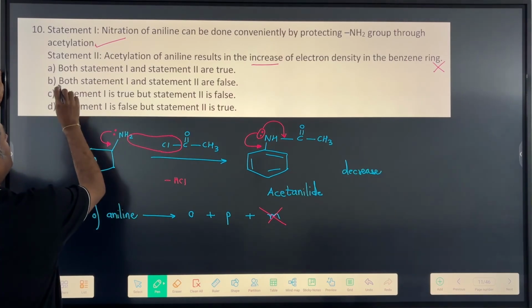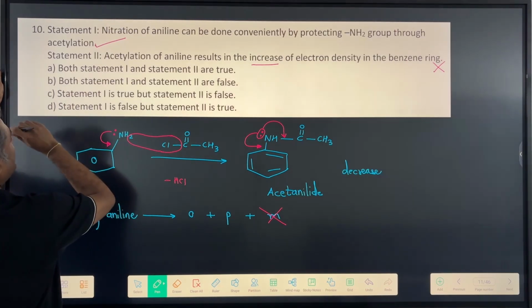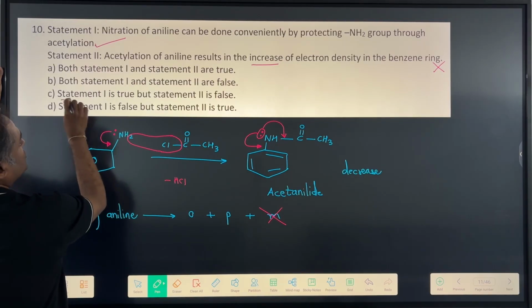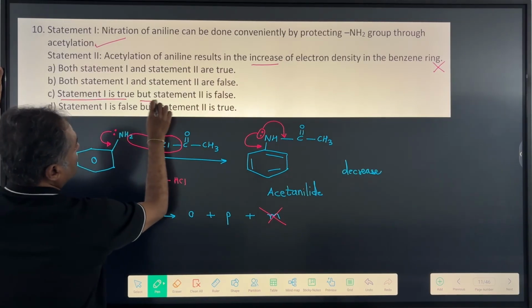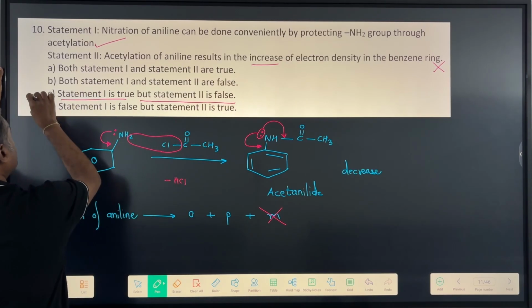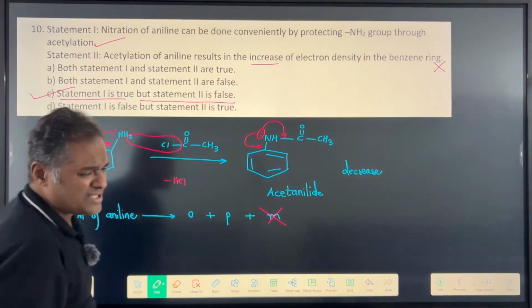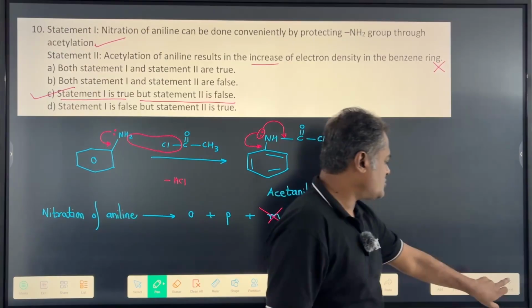So both statements are correct, no, that cannot be the case. Statement 1 is true, but statement 2 is false. So your correct answer has to be C. Is it done? Hope this is clear, child. Let's proceed with the next question.